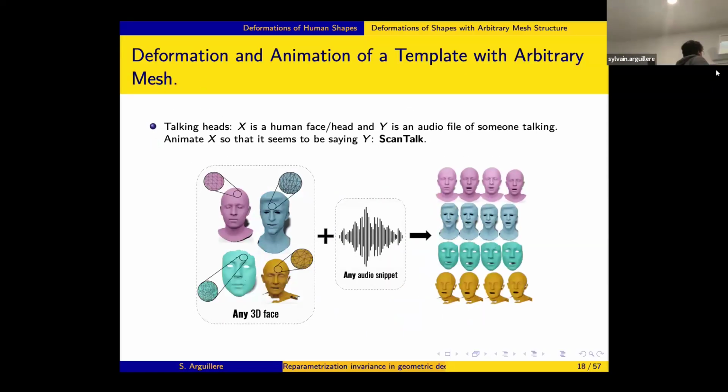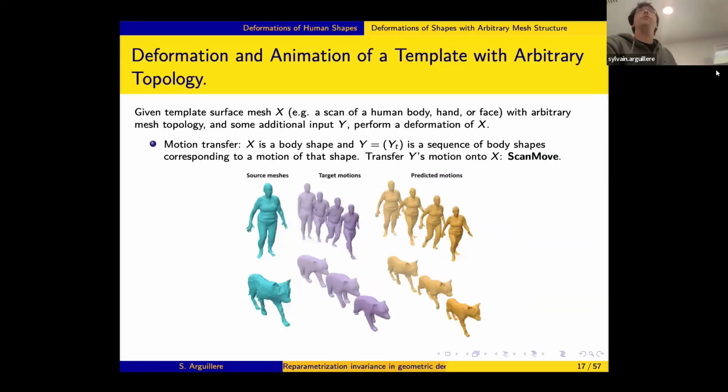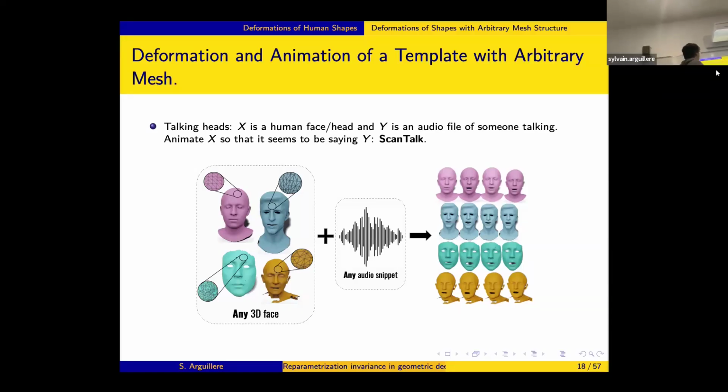Another work that uses the same basic idea: basically you have an initial mesh and you want to deform it according to some additional information that is given to you. Here, the additional information was just some other motion of some other mesh. In this paper, Scan Talk, so we always have to have some fancy names for the networks. That's marketing, apparently. You start with some 3D face and you add an audio snippet, so an audio of someone talking or singing or something. And then you want to animate the face in such a way that it follows the audio.